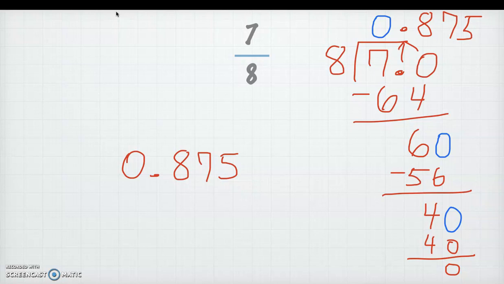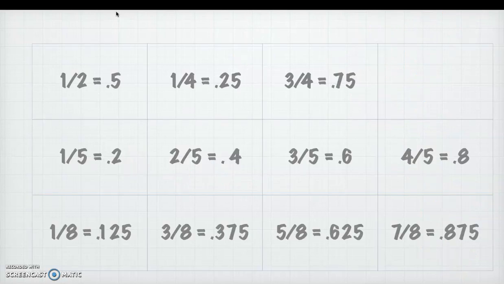There are some fractions that I want you to memorize with their decimals. That's going to be our next slide. So on my next slide, I have a fraction and its decimal. Yes, you can just go ahead and divide the numerator by the denominator, but it's a lot easier if we memorize these fractions and their decimals.